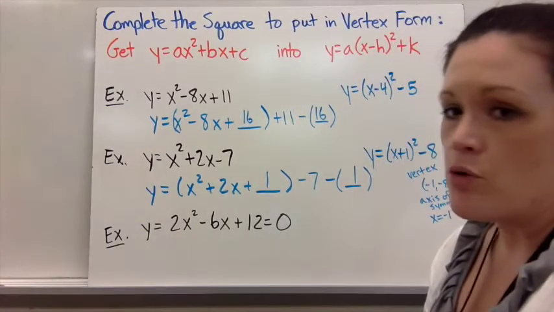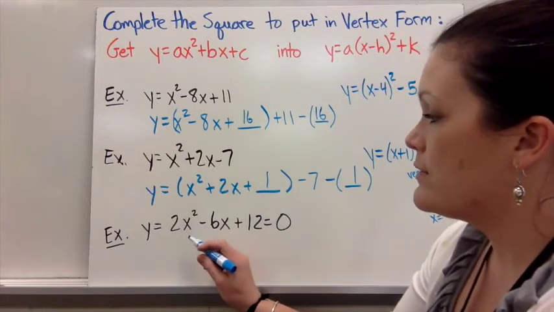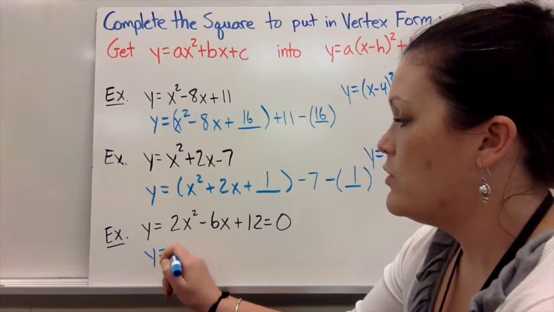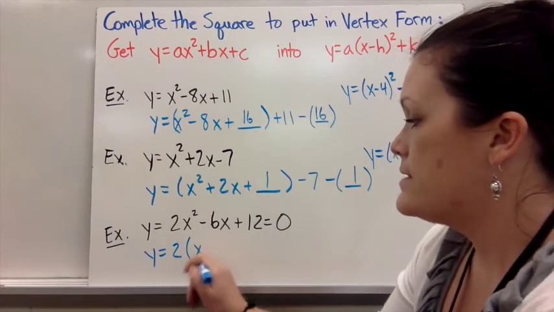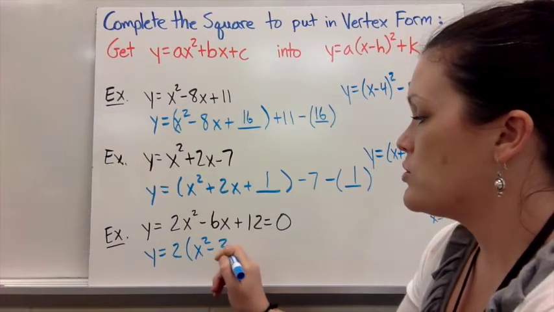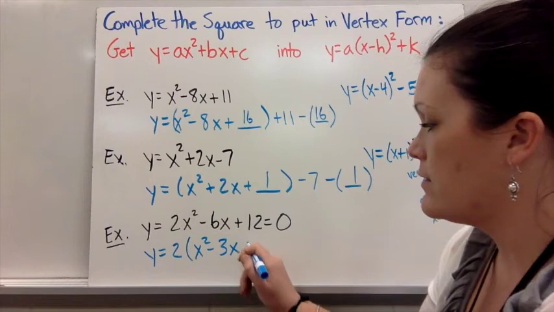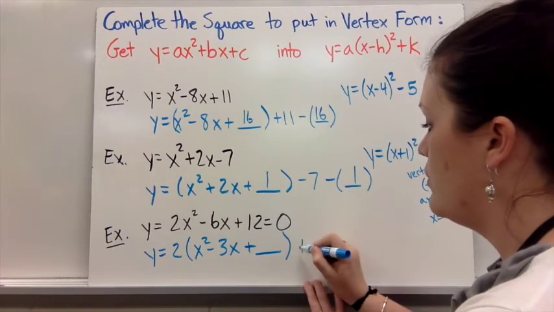All right, let's look at one more. What if a is not equal to 1? What do you do then? So here in this example, I put a is equal to 2 for an example of this. So you've got to take that 2 out first. Then set up x squared minus 3x, because 2 times negative 3 would equal negative 6, plus blank. You still have the 12.